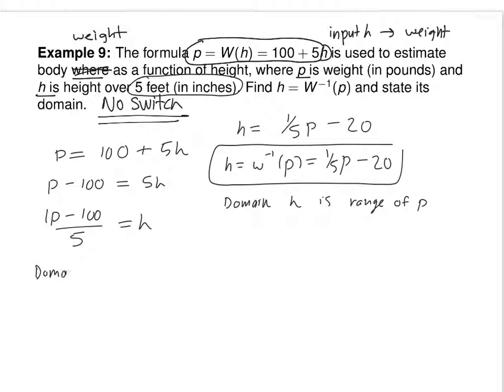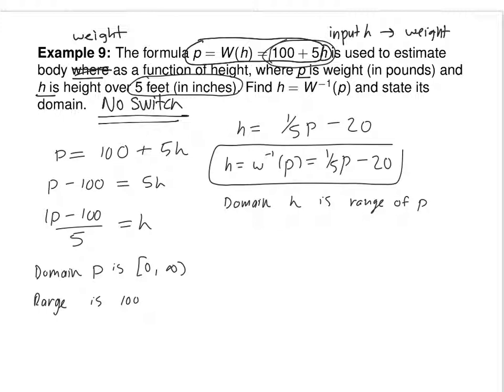So the domain of P is 0 to technically, I mean, infinity isn't really, you can't be infinitely tall, but I don't know what to put as upper bound, so we'll just say infinity. The range will be, when you plug in 0, what do you get for a person's pounds? 100.